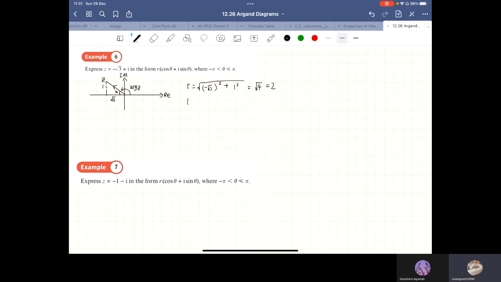And what is our theta? There's an equation for theta. 1/√3. The inverse of it. Yes, so pi minus arctan 1/√3. So this is equal to, now I want arctan in terms of radians. What will it be after we simplify?